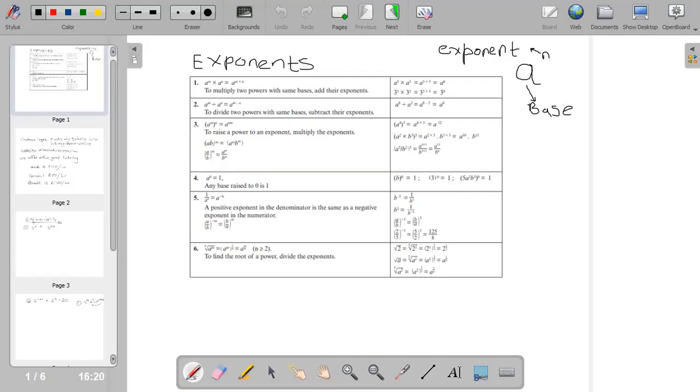Okay, let's look at exponents. We have 6 rules of exponents that we use to solve exponent problems, exponent equations, and to simplify exponents.